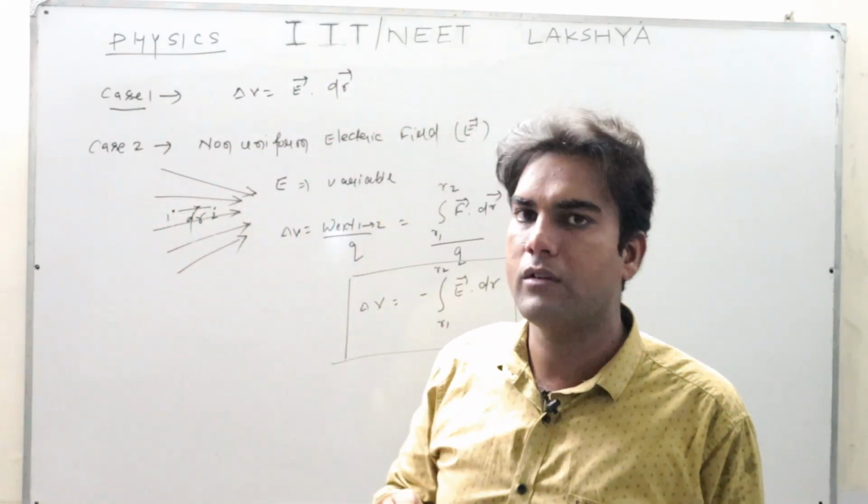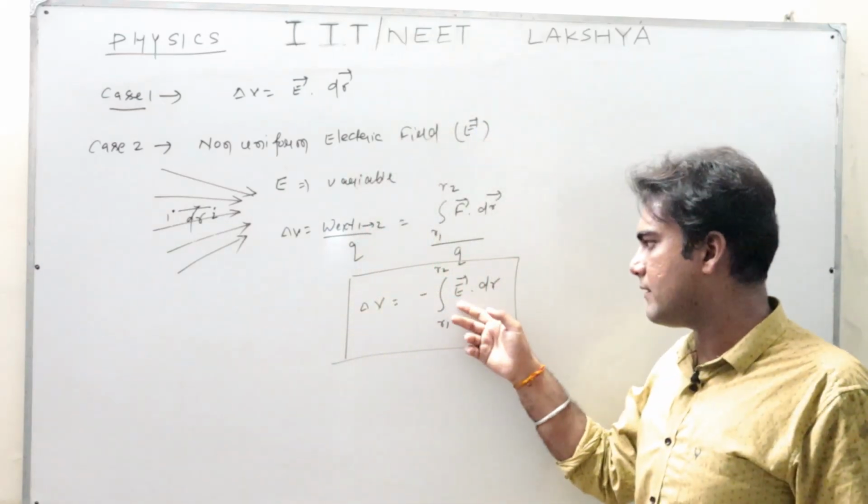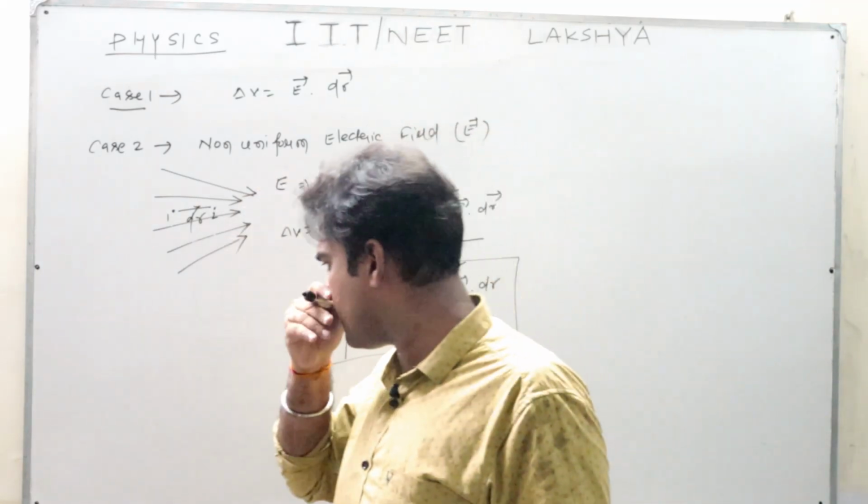But here E is non-uniform, so it is some variable function. So we have to integrate it. That depends from case to case. So I got the second formula for delta V. I am writing all the formulas here.